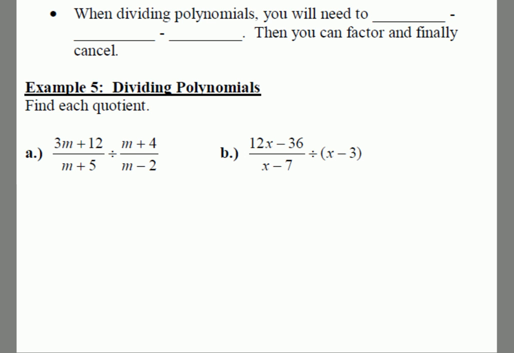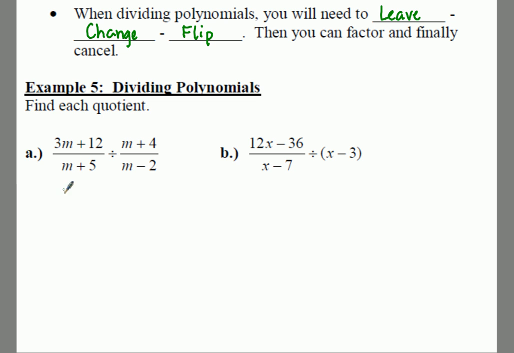Alright, once again we're going to do some dividing in polynomials, but we're going to be dividing with binomials and trinomials. So when you divide polynomials, you have to remember your leave, change, flip method again. So we're going to leave our first fraction, change our division sign into multiplication, and flip your second fraction. Then you can go into factoring and canceling.